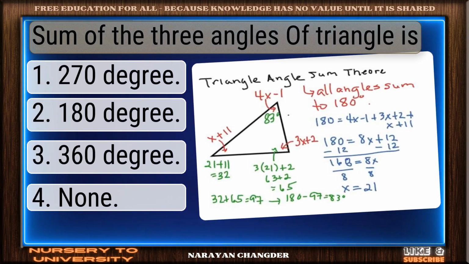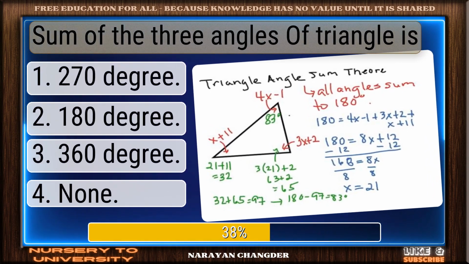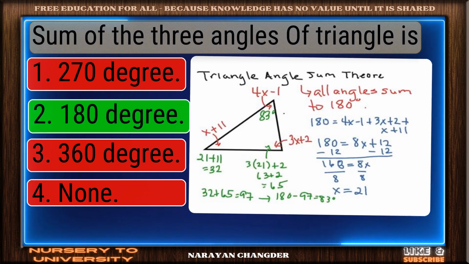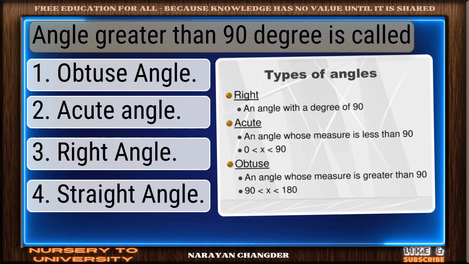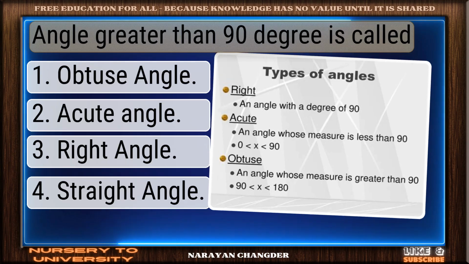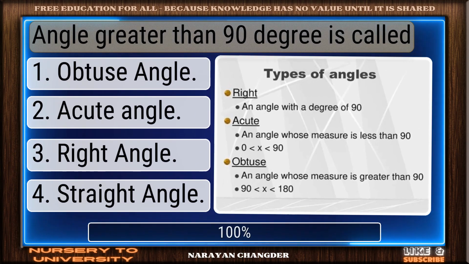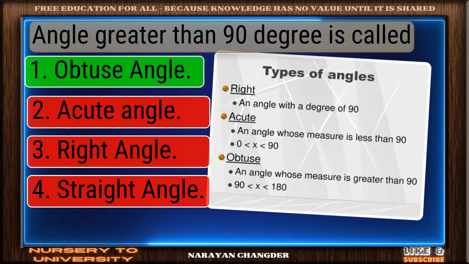Question number 73. Sum of the three angles of a triangle is... You're right. 180 degrees is the correct answer. Question number 74. Angle greater than 90 degrees is called. Well picked. Obtuse angle is the correct answer.